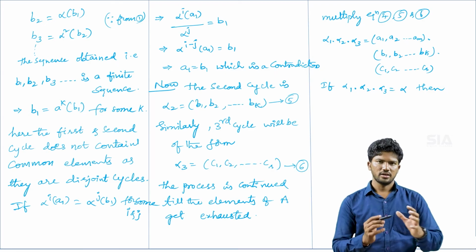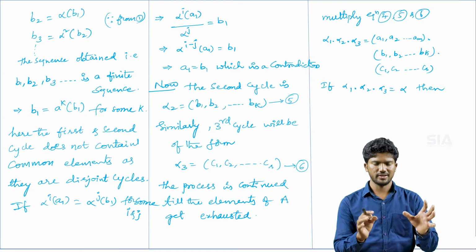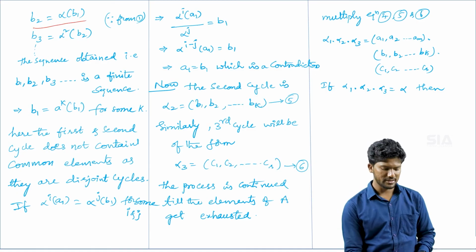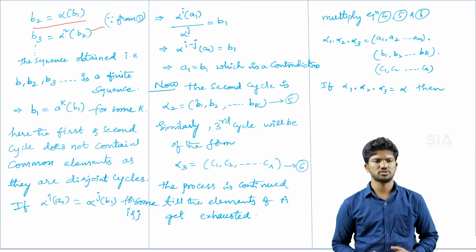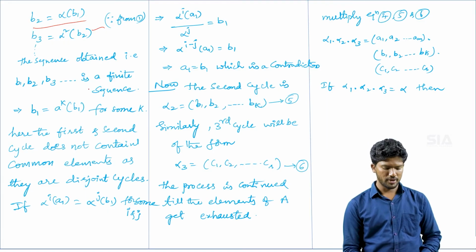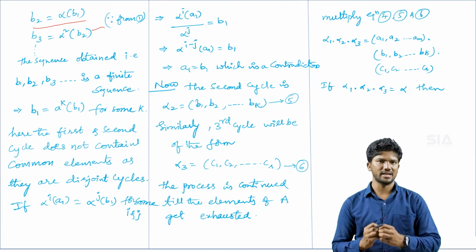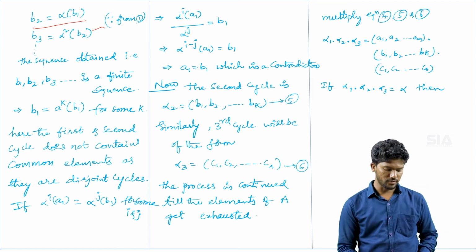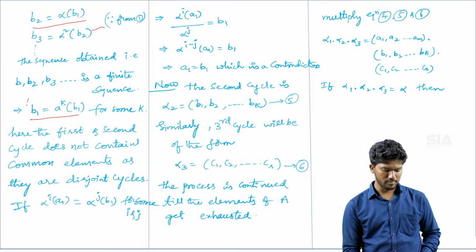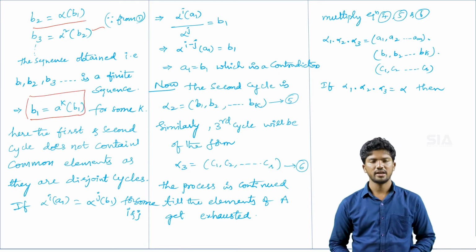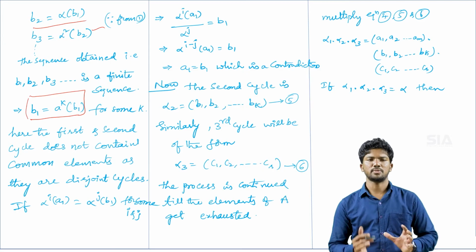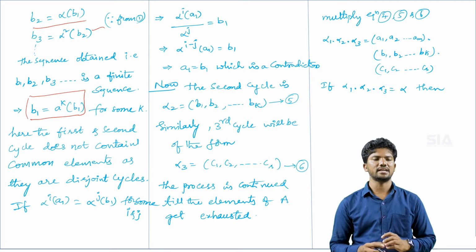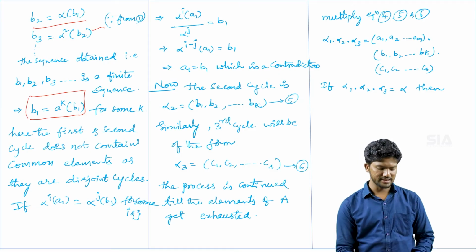Now I am writing that the first element is B1, which is trivial. Next, the second element B2 is equal to alpha into B1. B3 is equal to alpha square B2, and so on. The sequence obtained, B1, B2 up to so on, is a finite sequence. Why? Because B1 also depends upon A, and A belongs to capital A. So you can write B1 is equal to alpha power k into B1 for some small k value. This is the second cycle.